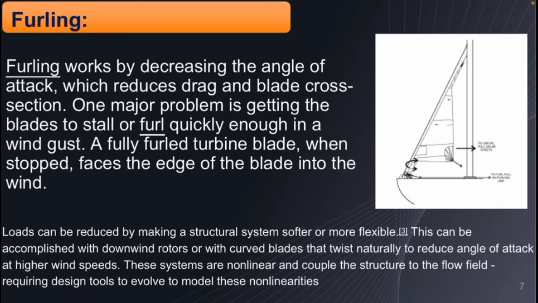Loads can be reduced by making a structural system softer or more flexible. This can be accomplished with downwind rotors or with curved blades that twist naturally to reduce angle of attack at higher wind speeds. These systems are non-linear and couple the structures to the flow field, requiring design tools to evolve to model these non-linearities.